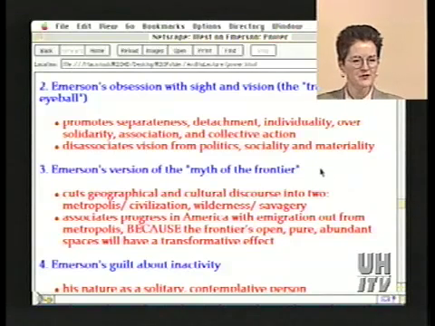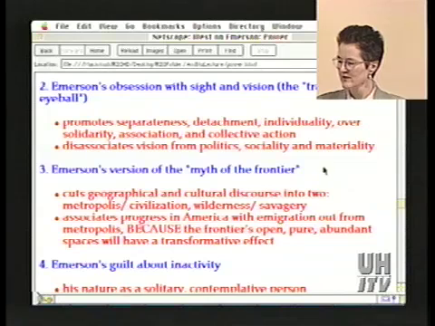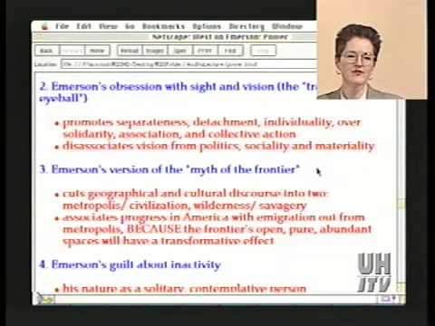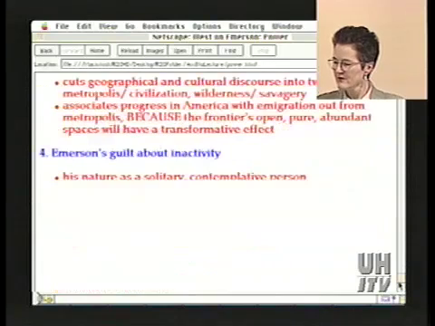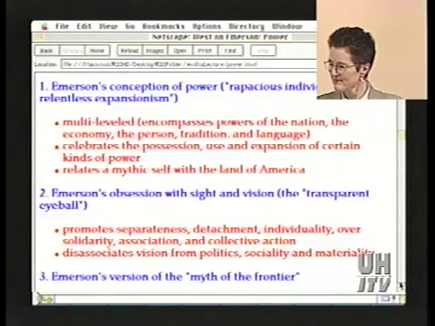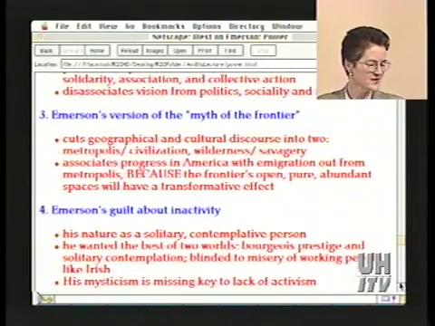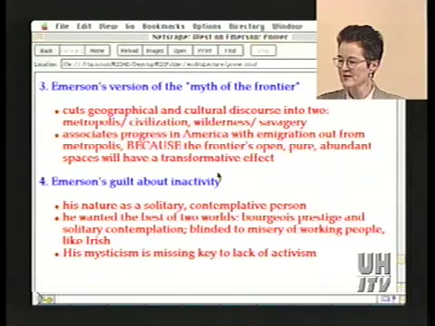Now remember, we're on the topic of Emerson's views of power, and point 3 in Cornel West's section on this topic concerns Emerson's peculiar and individual version of the myth of the frontier, which I'm sure you've all heard about. Now, Emerson's version cuts geographical and cultural discourse into two: the metropolis versus civilization, wilderness versus savagery. However, things aren't so simple as they might seem. It's not just the case that civilization is in the city and savages are in the wilderness.